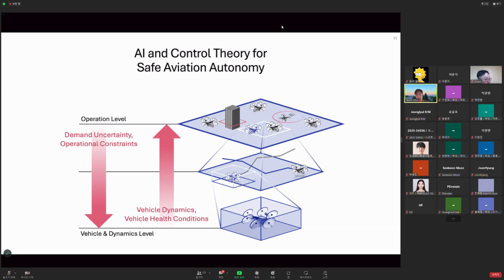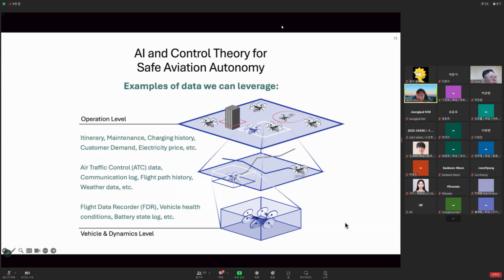So I think the most exciting research question for the new generation of aviation is how we deal with this tight coupling between the decisions of these layers. And as you can see, there are all sorts of data we can leverage. These flight companies, airliners, and airports all collect a bunch of data at the operation level, at the trajectory level, and at the vehicle dynamics level. And probably by bringing in these new techniques and frameworks in AI, we'll be able to achieve a better decision-making paradigm for this aviation autonomy.